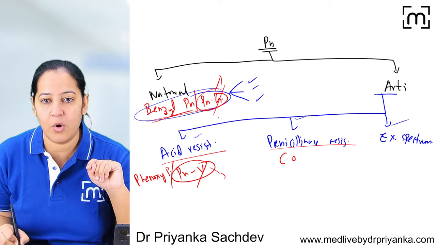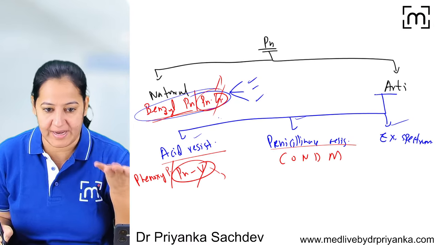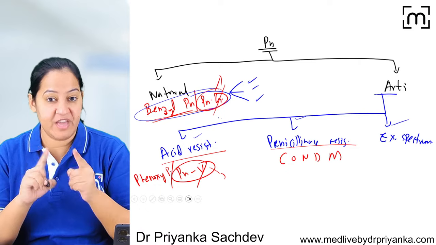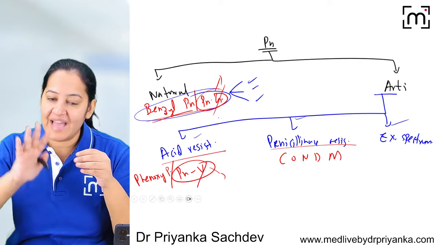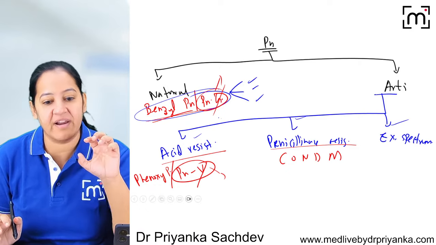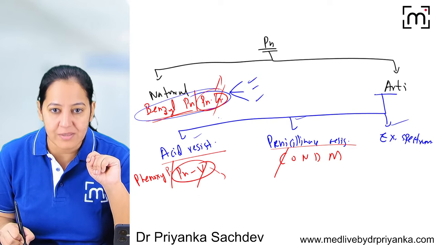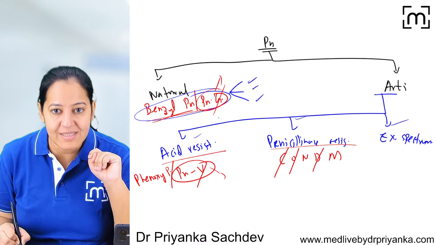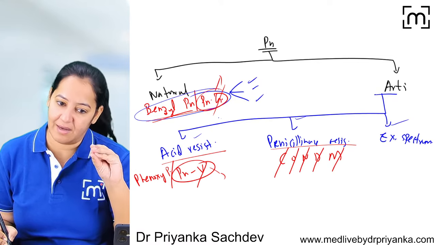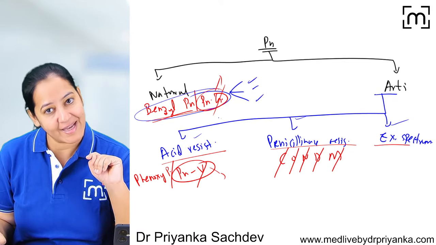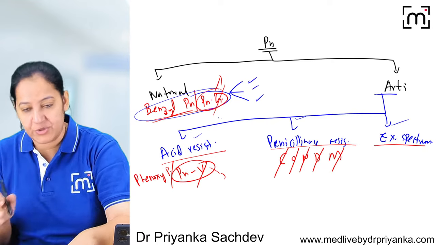Coming to penicillinase resistant. Here the mnemonic is CONDM. Condom, you can learn. They have a cover over them, they have side chains, so that the enzyme cannot recognize them. They are undercover agents. So it's cloxacillin, dicloxacillin, oxacillin, nafcillin, methicillin. You can learn the five. Please learn it. And coming to the extended spectrum, we have divided them in three categories.